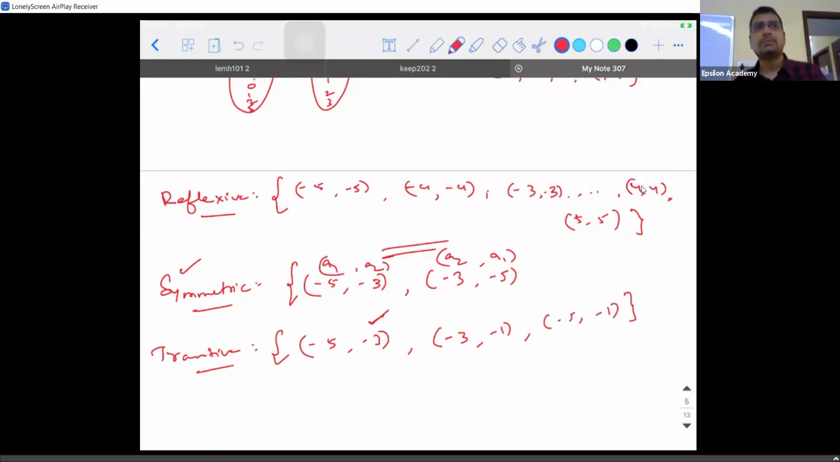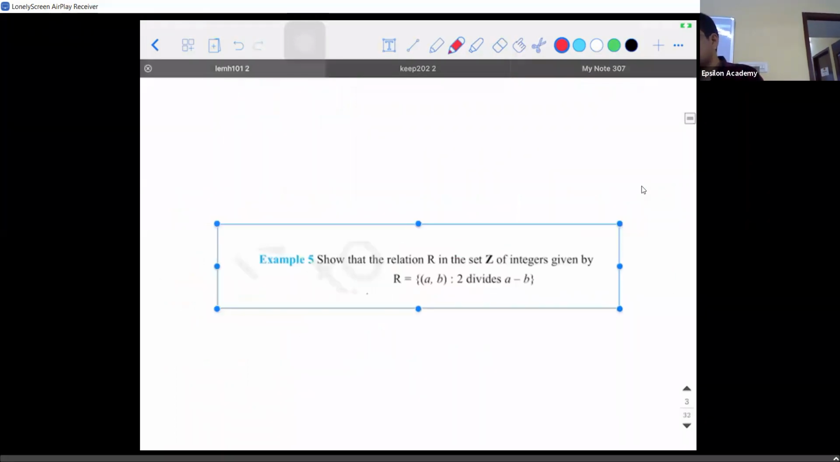See, this is one of the examples. You can write any such ordered pair, you will still get the answer. Okay, am I clear? Since all the three conditions are satisfied, it is an equivalence relation. Let's see how they have stated. Can I navigate to the other page? Let's see what they have given in the textbook.